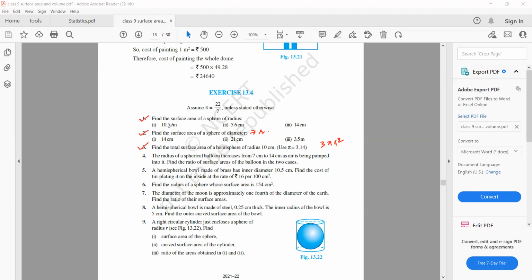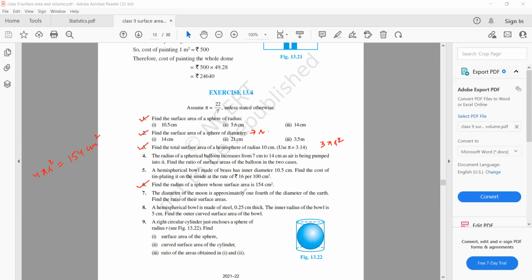Okay. Now question number 4. The radius of a spherical balloon. Okay, this I will do. Fifth, a hemisphere ball made of brass has inner diameter. Okay, this I'll do. Find the radius of a sphere whose surface area is this. So I think sixth question also you can do. Surface area is given. That means 4 pi r square is already given. So from here you can find r, isn't it? Can you do this? Okay, good.